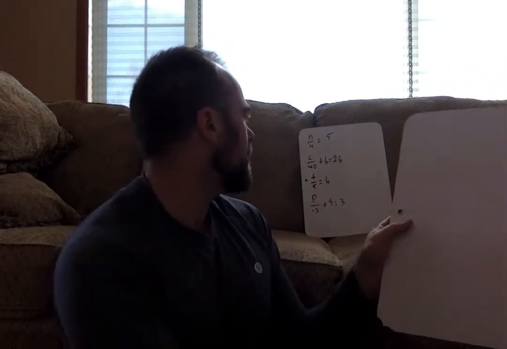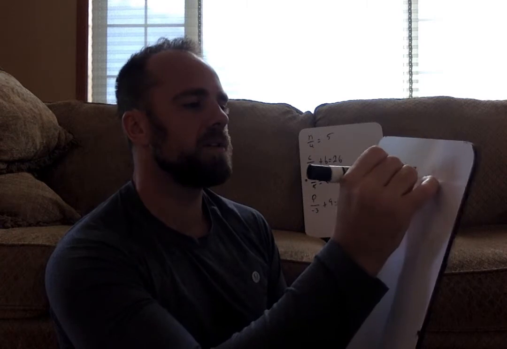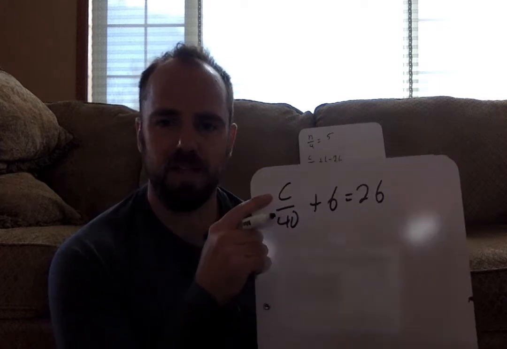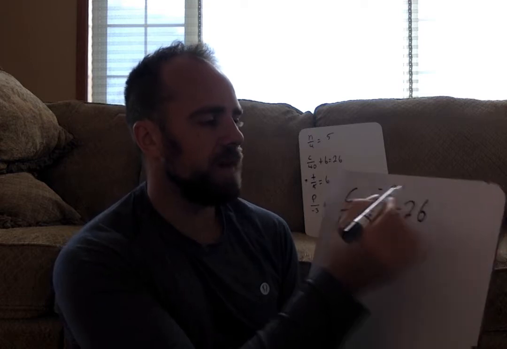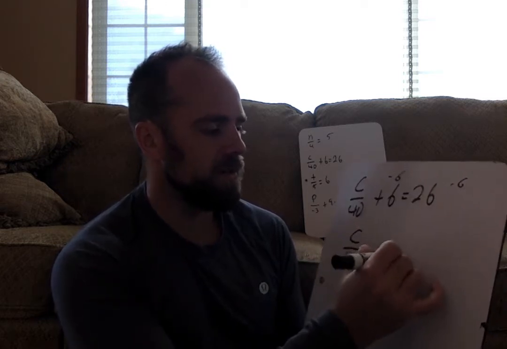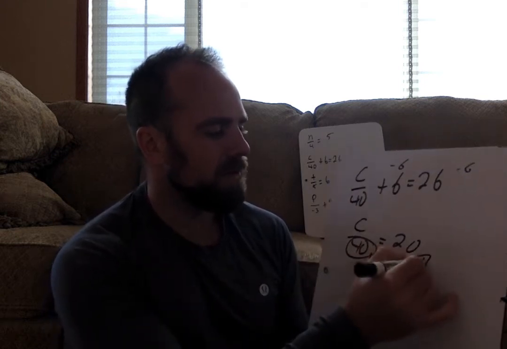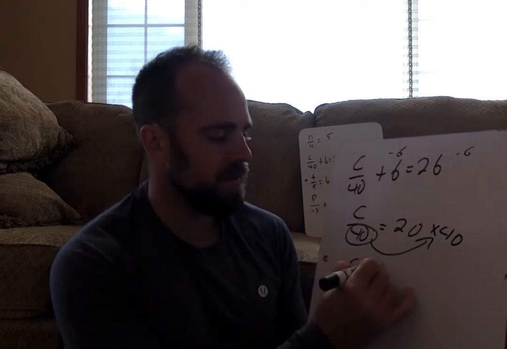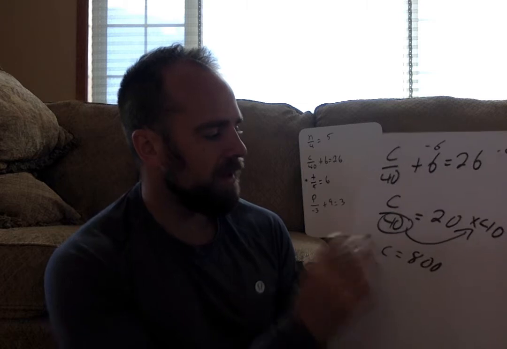To move on to the second one, I have c/40 plus 6 equals 26. Once again, my goal is to get c by itself. I want to isolate that variable. So I'm going to get rid of this first, doing the opposite operation. So I'm going to subtract 6 from both sides. Now I have c/40 equals 20. Now I want to get rid of this, so I'm going to bring it to the other side. It's going to become the opposite operation, so times 40. 20 times 40 is 800. Okay, 800 should be my answer.